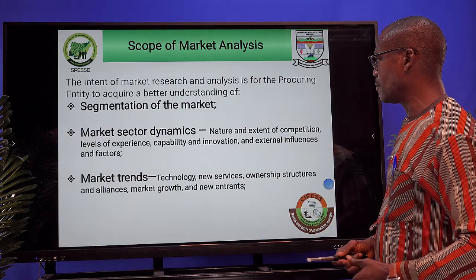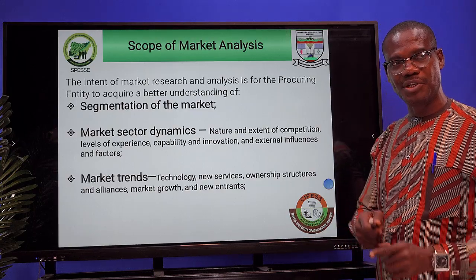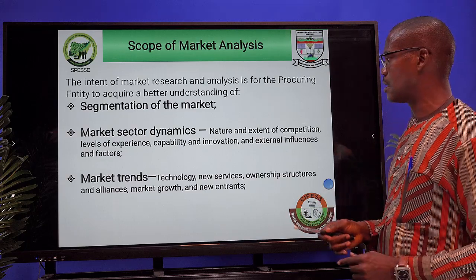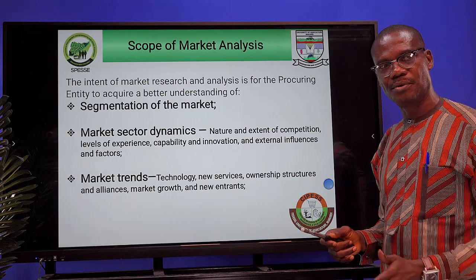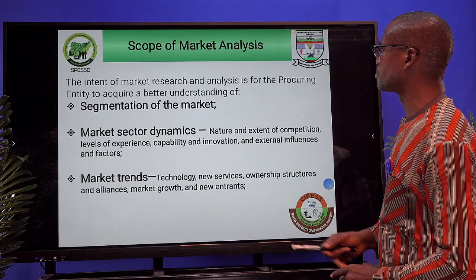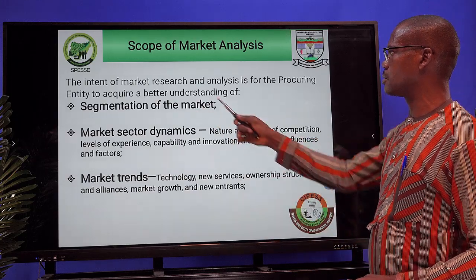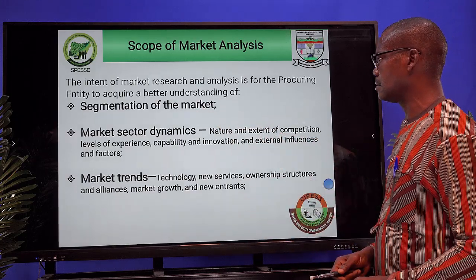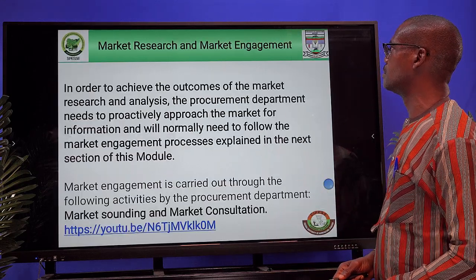So you need to have a feel, not of the individual supplier, but of the industry of suppliers, so that you are able to understand the competitive nature of that particular industry. In the scope of market analysis, you have to look at segmentation of the market, sector analysis and dynamics, as well as the market trends.